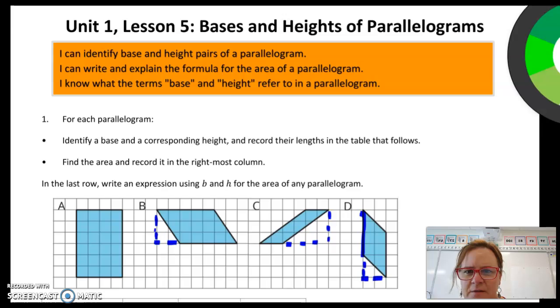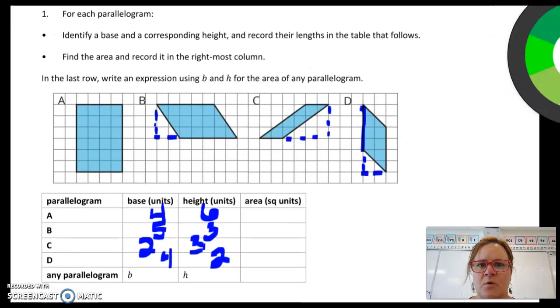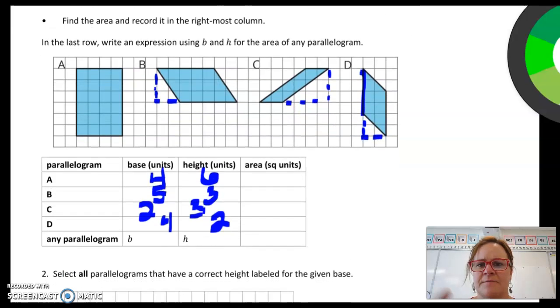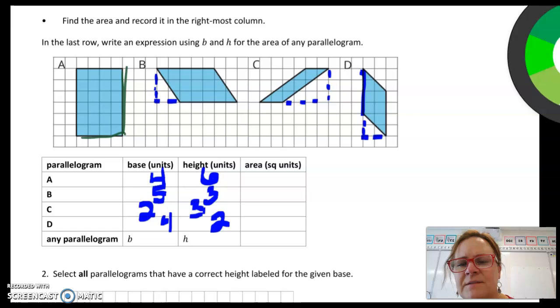All right, so for each parallelogram you had to identify a base and a corresponding height and record them in this table and then find the area. So you can see I've already recorded the base and height for each of these parallelograms. In A, the base is 4 and the height is 6. It's a nice rectangular parallelogram. So the area is simply 24 square units.